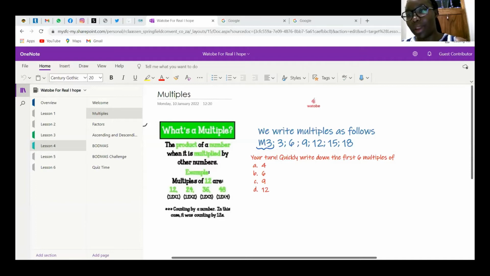Sindiswa, can you help us? What are the multiples of 4? Ma'am, it's 4, 8, 12, 16, 20, 24, 28, 32, 36. Wonderful. You've actually given me the first 8, exactly the way I had asked for them. Okay, excellent stuff. And there you go. That's the first few that we're going to get.